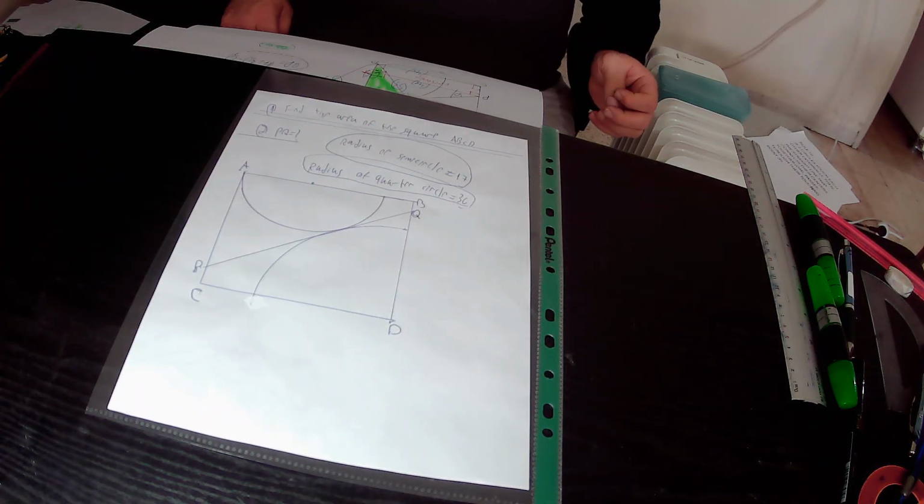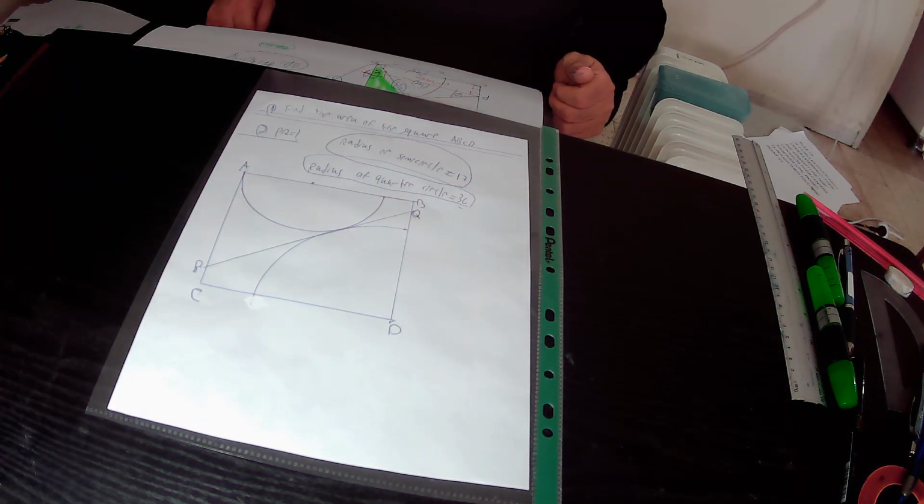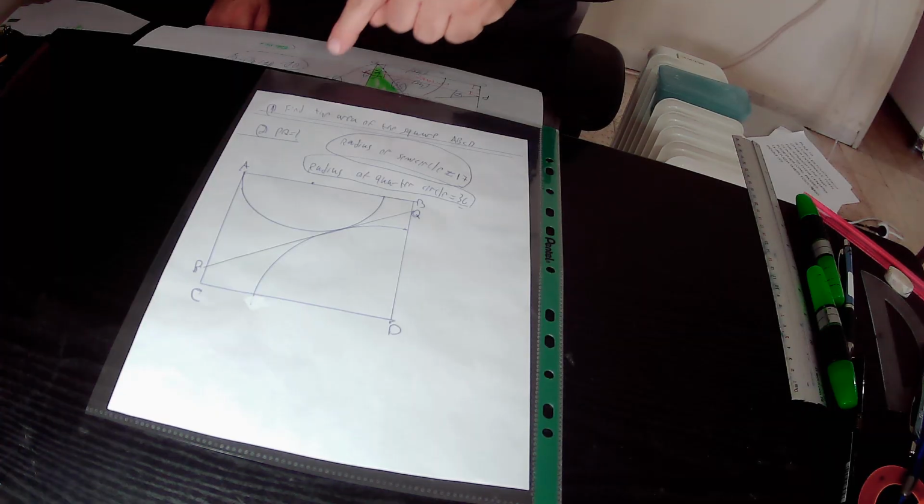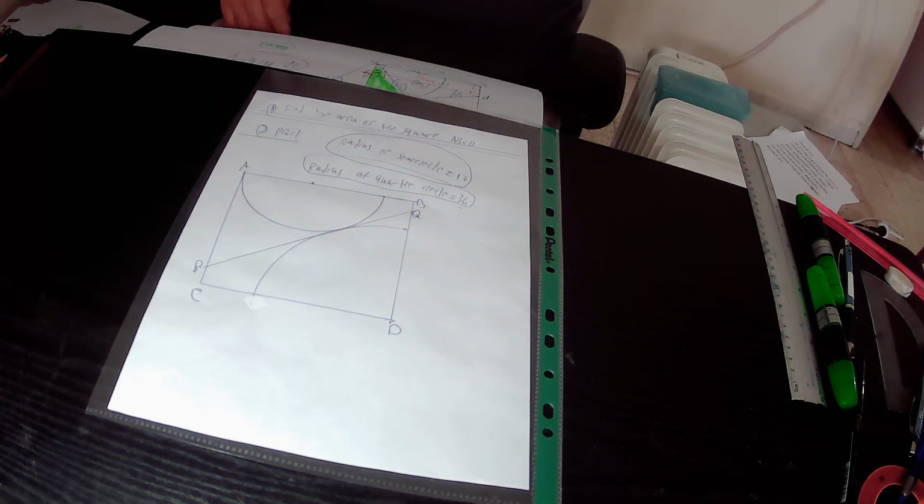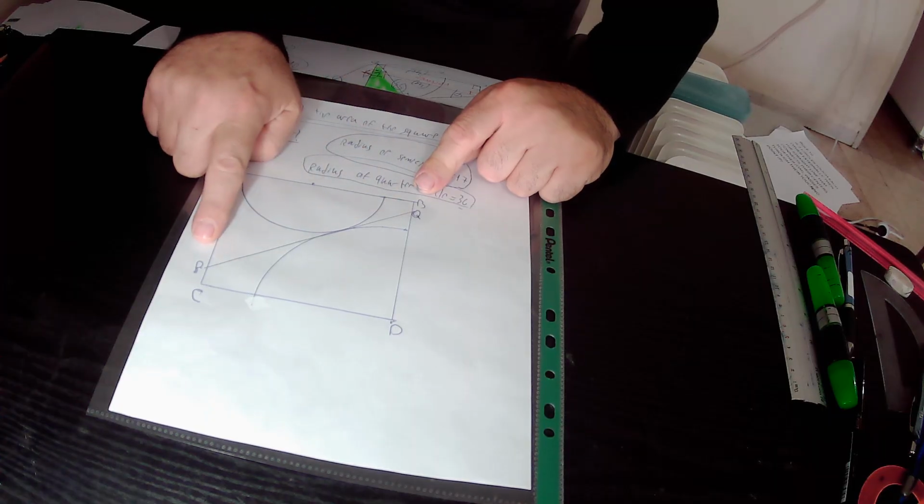In the second question, we had two tasks. The first task is to find the area of this square ABCD, and the second task is to find the length of this tangent QP.